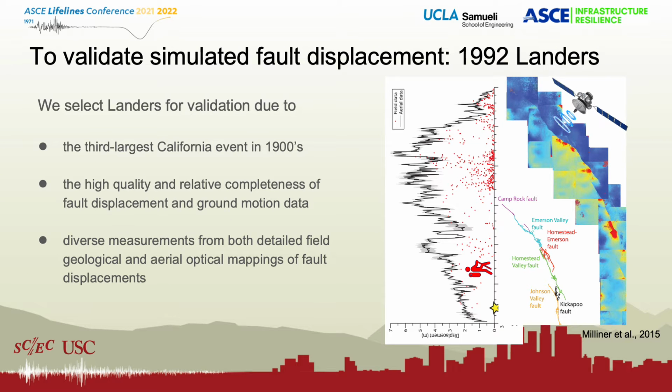To validate the simulated fault displacement from our dynamic rupture models, we choose the 1992 Landers earthquake fault validation exercise. Because Landers is the third largest California event in the 20th century and has high quality and a good complete data set of fault displacement and ground motions. Particularly for fault displacement, this event has diverse measurements. One style is traditional field geological survey mapping, and another style is contemporary mapping detected from satellite.